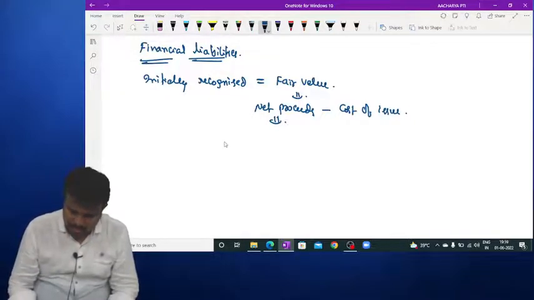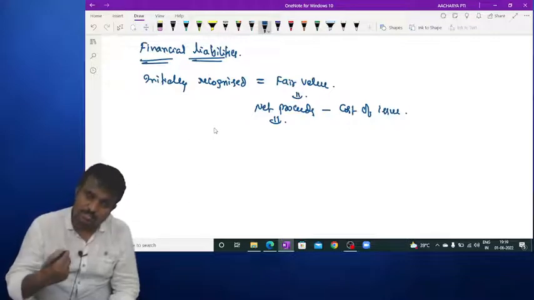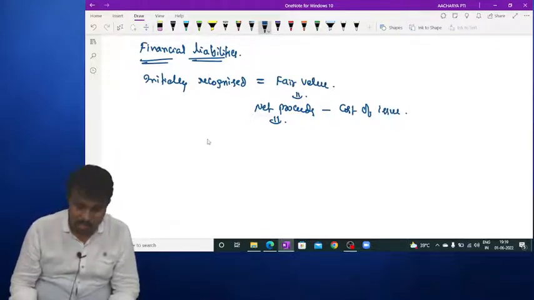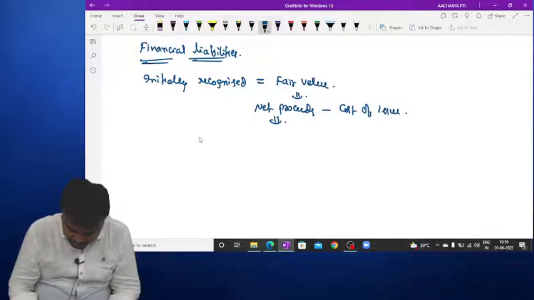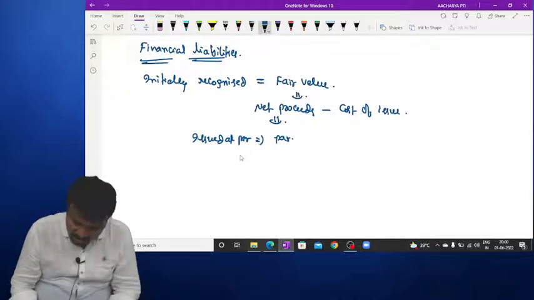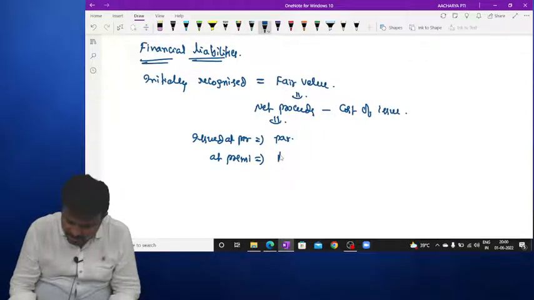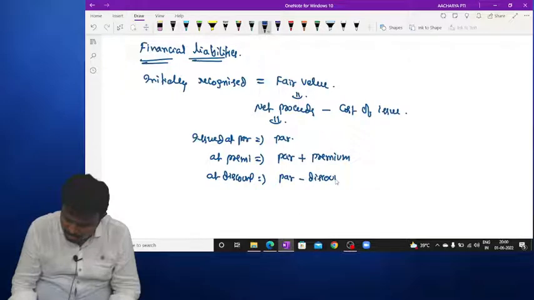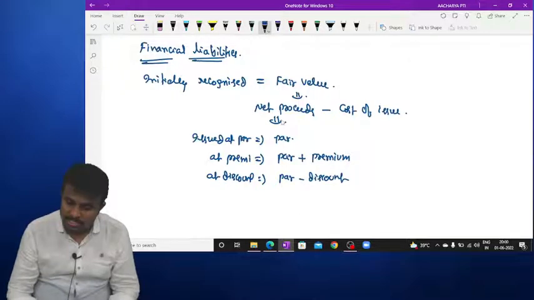Here the net proceeds, if we take the example of debentures: if the debentures are issued at par, then net proceeds are nothing but par or face value. If the debentures are issued at a premium, then net proceeds are par plus premium. And if the debentures are issued at a discount, the net proceeds are par minus the discount on issue of the security. So this is the net proceeds.